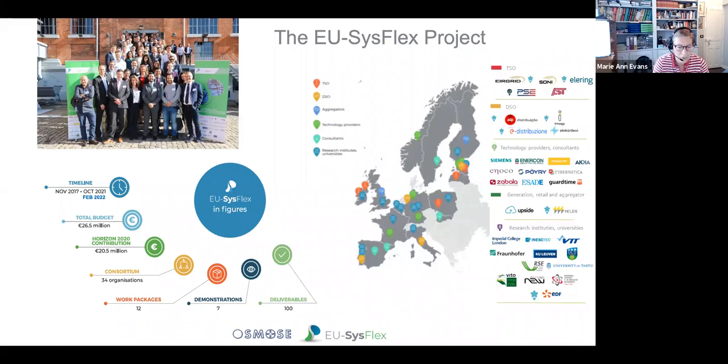It's a big project and has 12 work packages. 2 of them will be introduced today because they focus on data management and data exchanges and the challenges with it. One is more dedicated to developing models, and that will be presented by Kalle Cook from Ellering, and one is focused on demonstrating solutions and especially flexibility platforms, and that will be presented by our colleague from ACA.